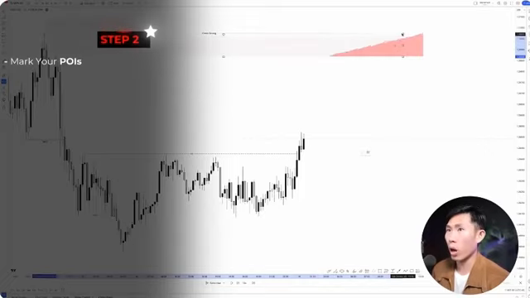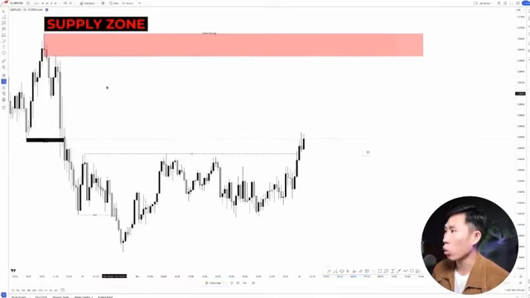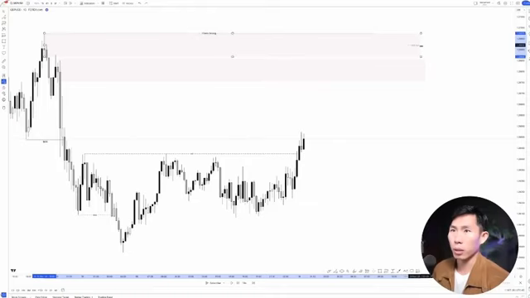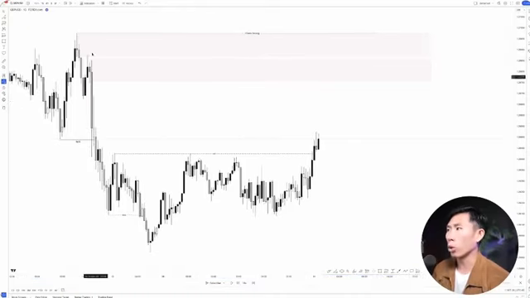And then the next step is to actually mark up your point of interest. Okay, so over here, we got our extreme supply zone right here that led to this break of structure. And then there is also another supply zone right here. Okay, there's also another supply zone right here. This is more of an order block, right? But I'll just label this as a supply zone right there. Let me just mark this up right there, make it a little bit cleaner.